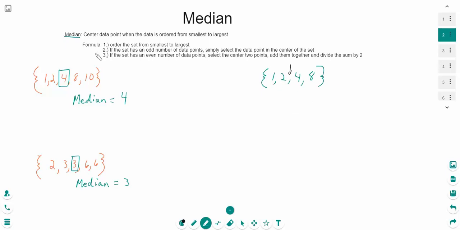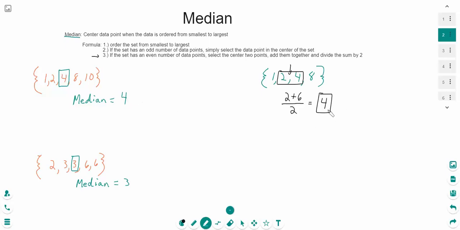And that's where this third step comes into play up here. So if the number of data points is even, the solution around that is to select both middle data points, the 2 and the 4. And what we'll do is we'll add those together, and then we'll divide it by 2. Essentially, we're taking the average of these two middle numbers. All right? So 2 plus 6 is 8, and then 8 divided by 2 is going to be 4.